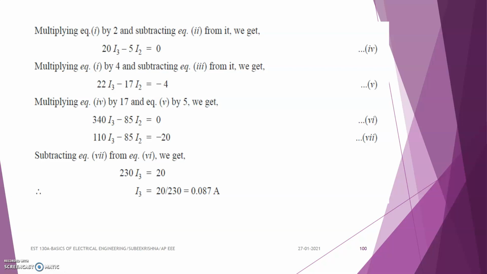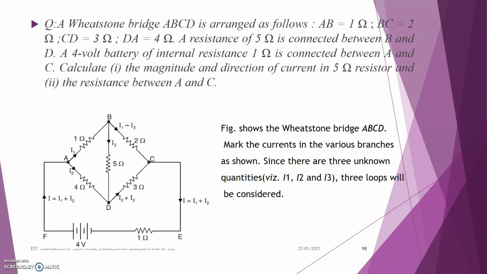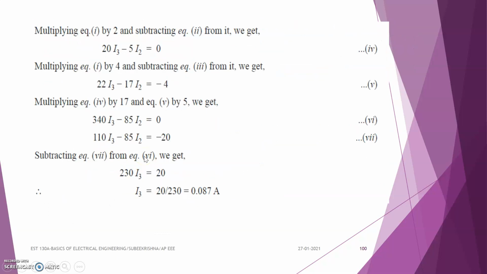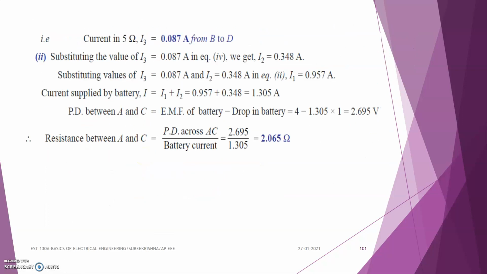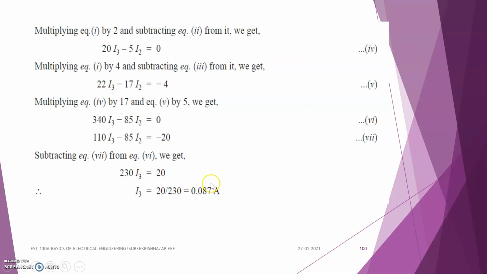that is, the galvanometer resistance, or here it is the 5 ohm resistance. What is the value of current which is flowing through this 5 ohm resistor? Here the current which is flowing through this 5 ohm resistor is I3. So the value of I3 by solving the equation we get as I3 is equal to 0.087 ampere.